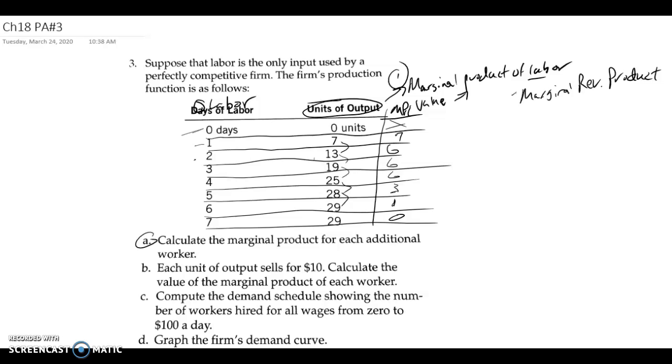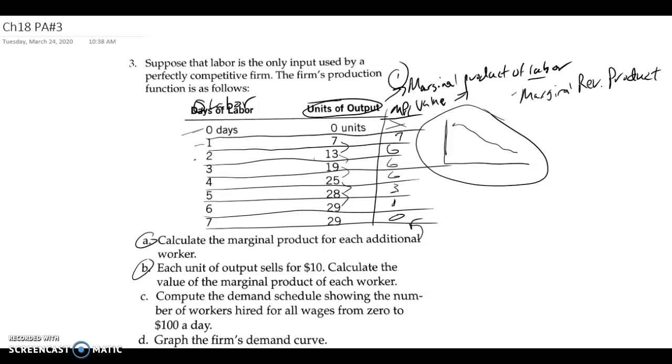So if you notice, my marginal product of labor starts someplace pretty high and then it falls over hiring people, or that person working multiple days. So our marginal product of labor line looks something roughly like that. It's just a downward sloping line. So calculate the marginal product for each additional worker. We did that right there.